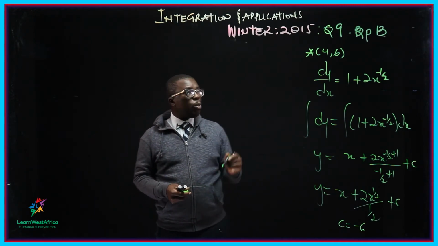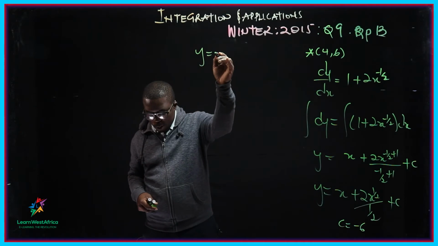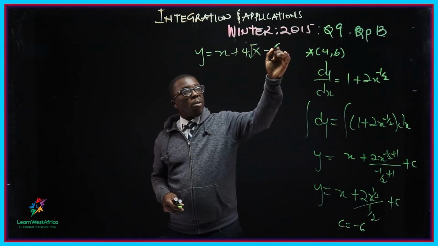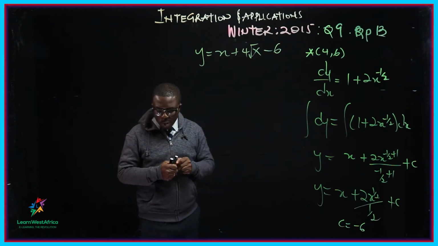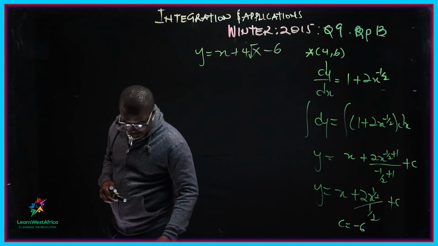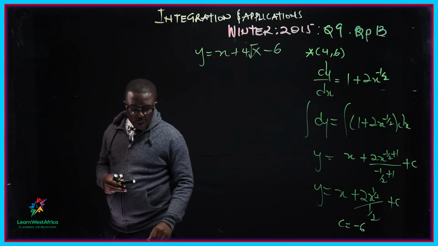All right. So your equation therefore is going to be y is equal to x plus 4 root x minus 6. So that is going to be the equation of the curve. And that brings us to the end of the II part of the question for question 9 QP 13.